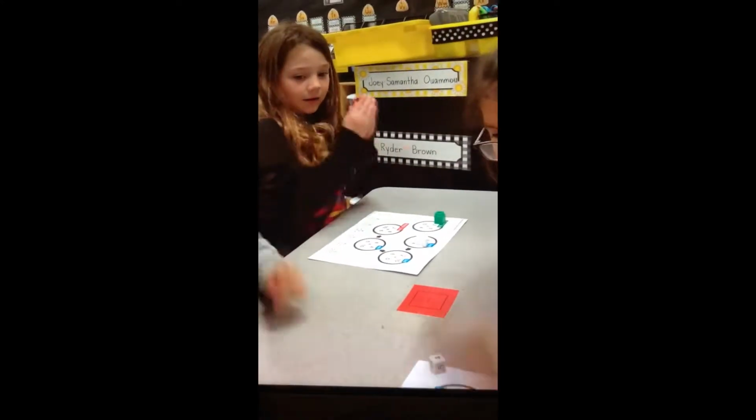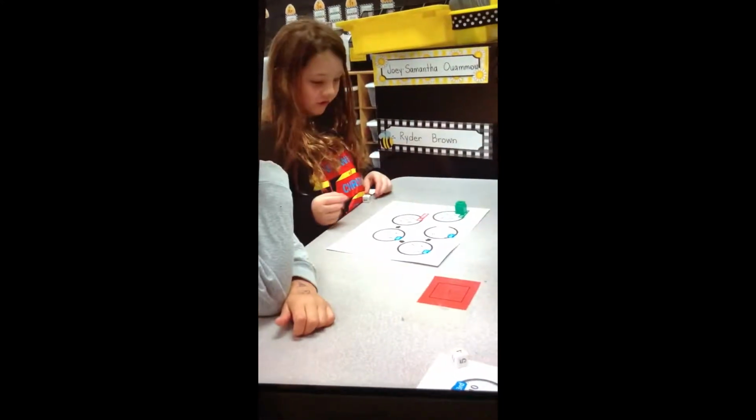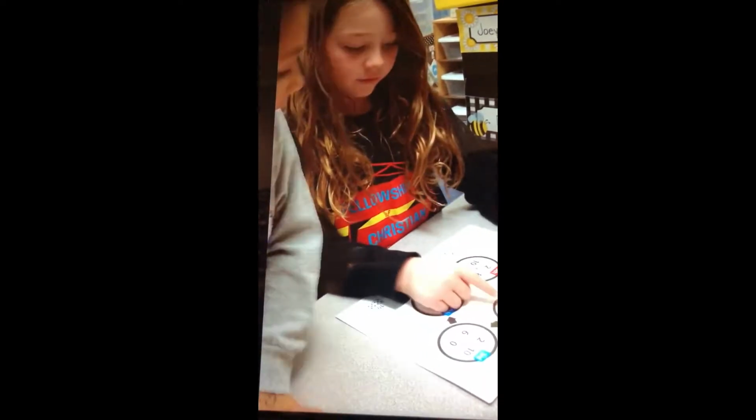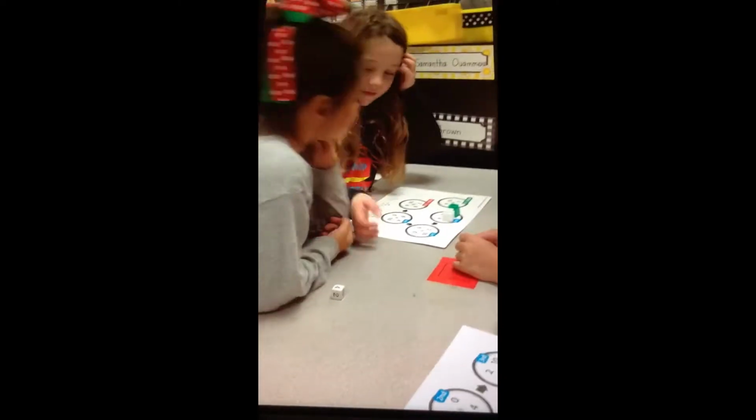I got 4. 2. So what is 2 doubled? I got 4. Do you have a 4? No. What number do you need to move? What number do you think you need to roll to move? I got 4. So if you got a 4, what's 4 doubled? 1, 2, 3, 4, 5, 6, 7, 8. So is there an 8? Yes. Awesome. So you can move.